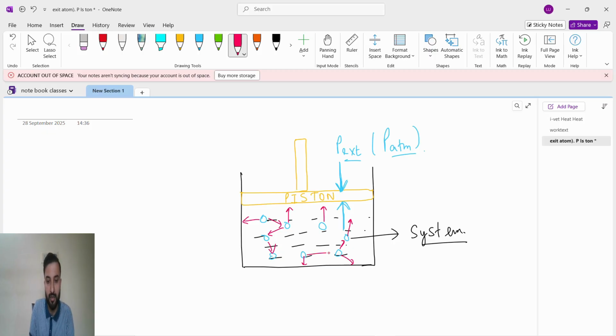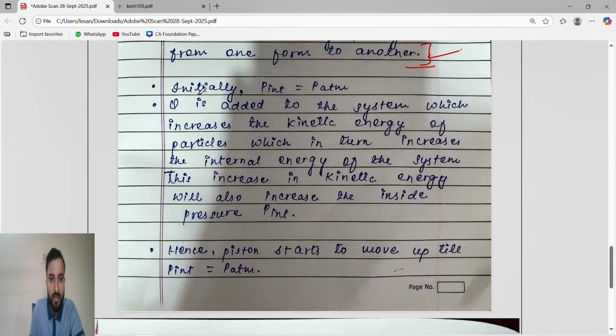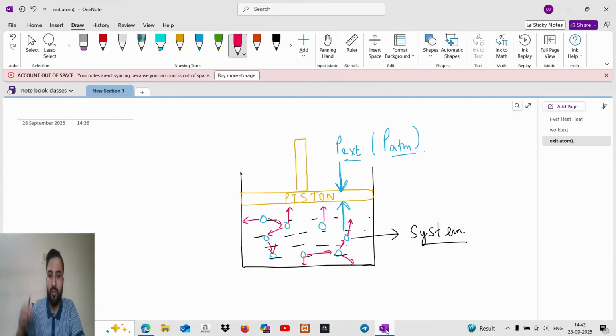So in this condition, some internal pressure is applied on the system, and some external pressure is also applied on the system. So this is the initial condition. See here, initially internal pressure equals atmospheric pressure, or you can say external pressure. Understand? Right.